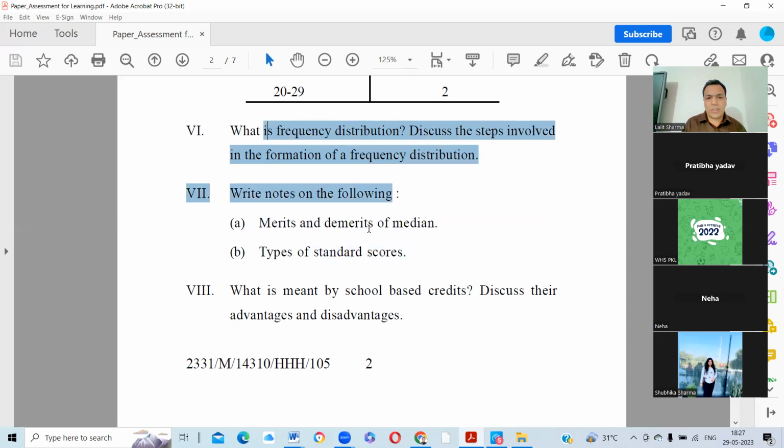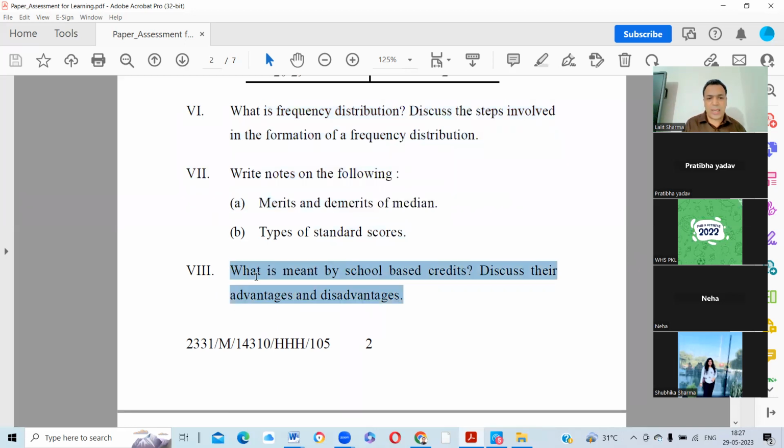You can see that 2 questions have come from the statistics part. And look, this question has come from the examination reform part. What is meant by school based credits? Discuss their advantages and disadvantages. So here you have to talk about the credit system. What are the uses of a credit system? How is it beneficial? Then you have to talk about the advantages and disadvantages of a credit system.